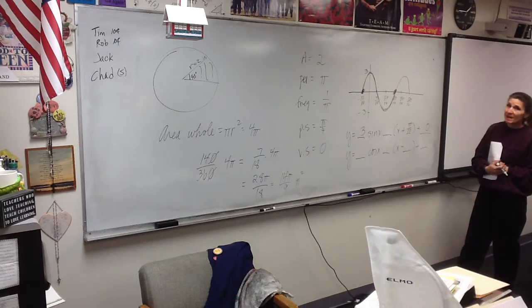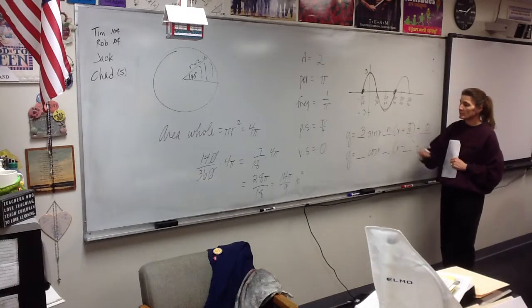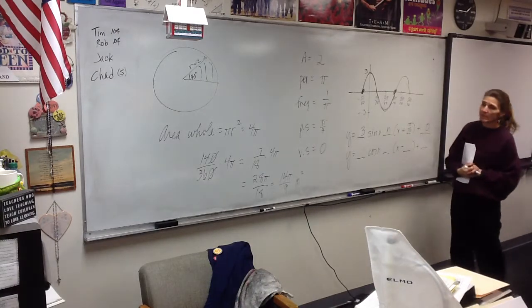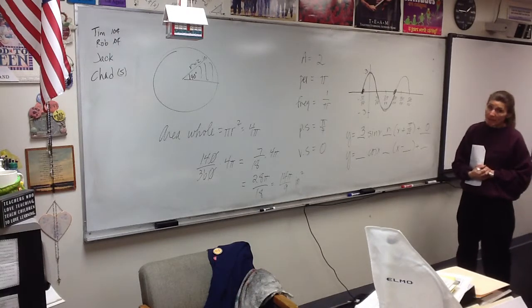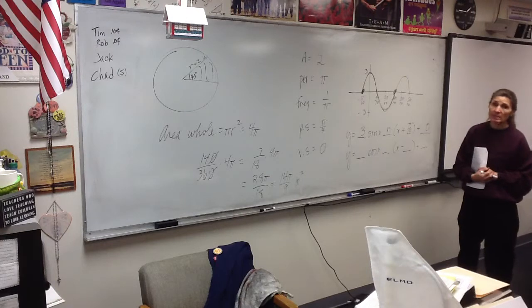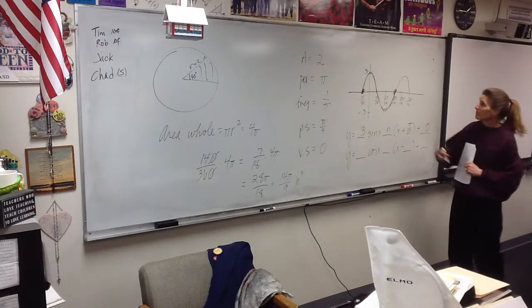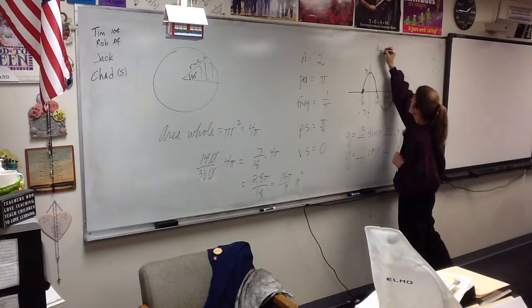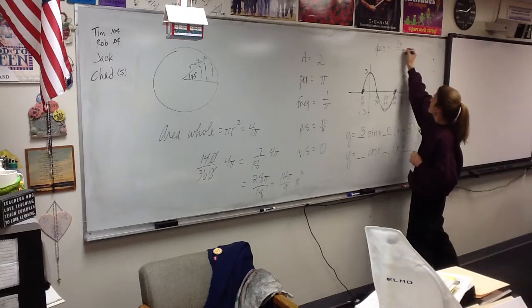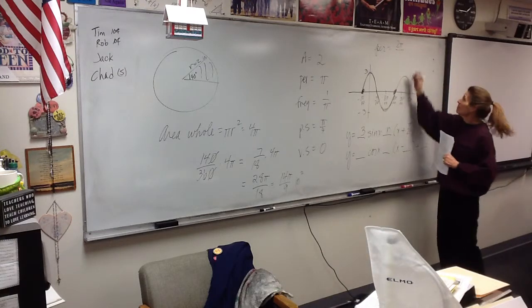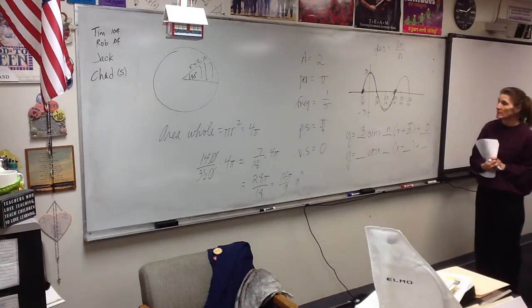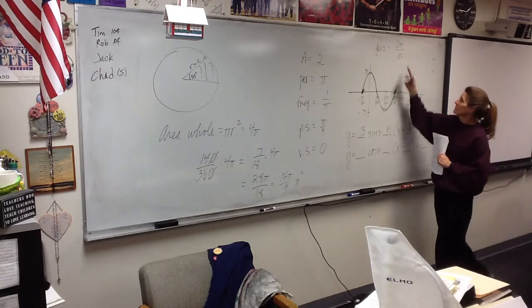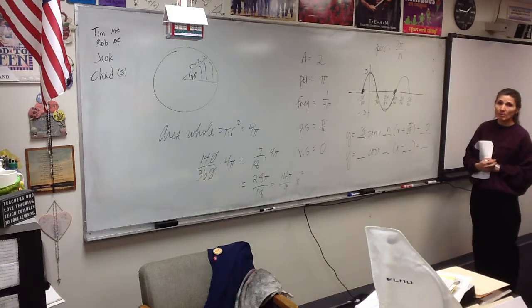The period is not 2 pi though, that's pretty clear. So there's a number here that has altered the period. To find that number, I need to remember how I find the period of a sine curve. The period of a sine curve is always 2 pi, unless there's a number here, because that number will always divide the period. So my period is 2 pi over that number.